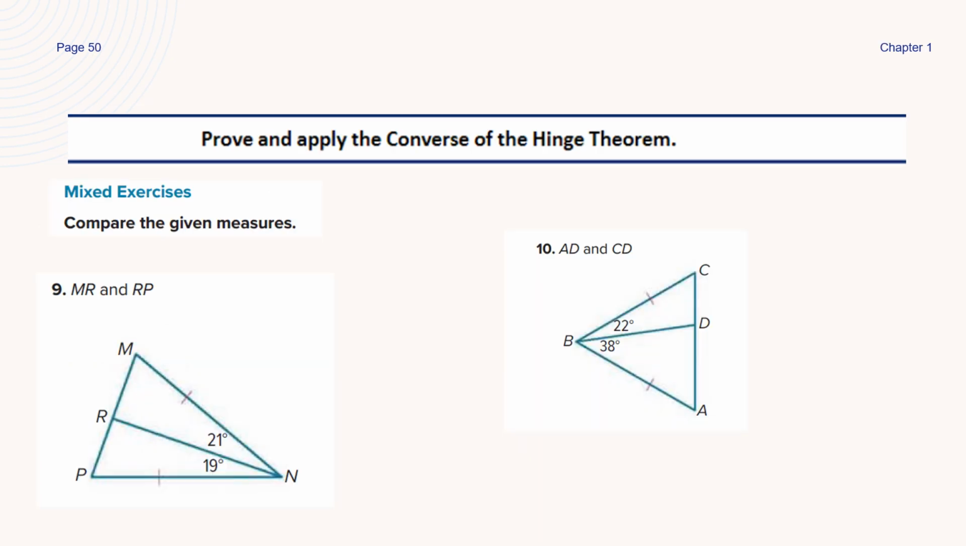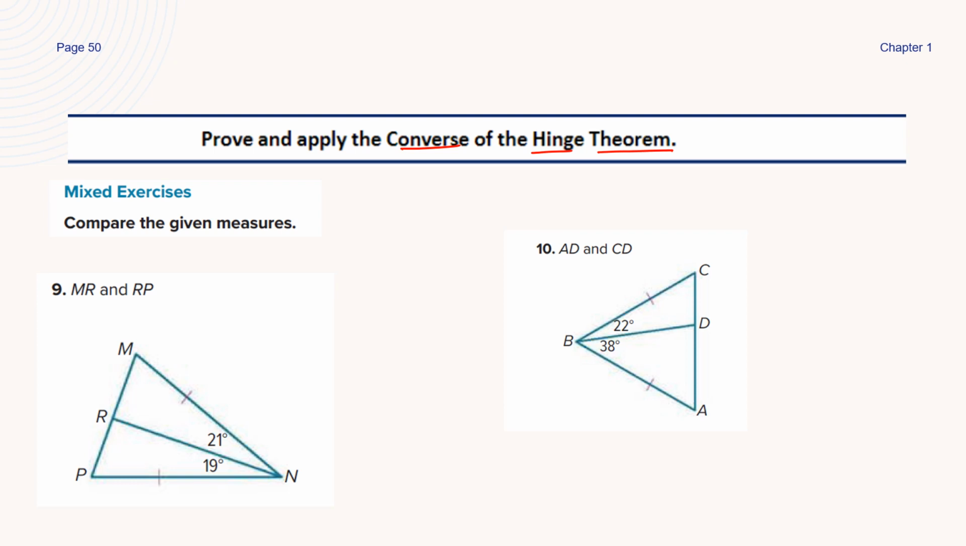Okay, so this question is on the converse of the hinge theorem. Let me read out the theorem for you loud and clear. If two sides of a triangle are congruent to two sides of another triangle and the third side of the first triangle is longer than the third side of the second triangle, then the included angle measure of the first triangle is greater than the included angle measure of the second triangle.